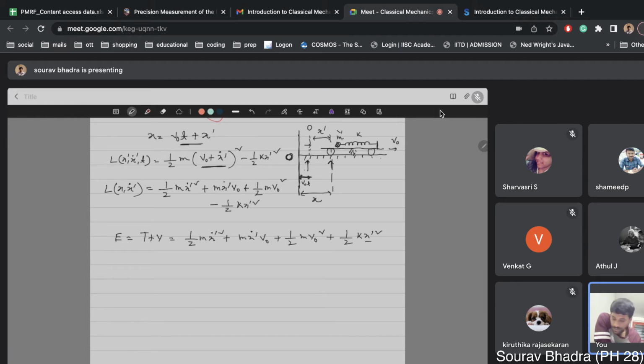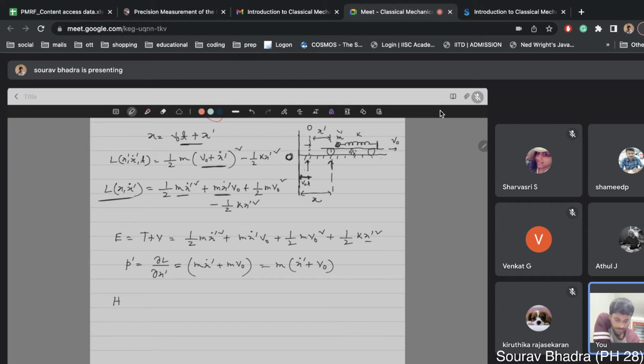Now we will calculate similarly the momentum, which is p dash, that is del L del x dash. Now L is this one. If you do this, the dependencies give m x dash dot, and another term will come from this one, m v0. So that is m times x dash dot plus v0. This is the p dash.